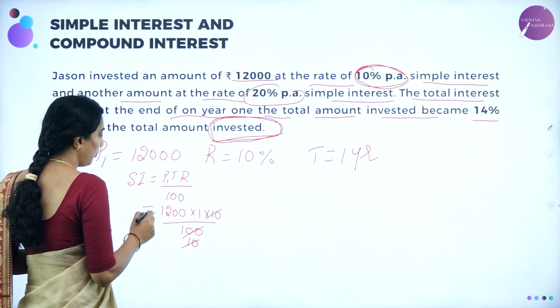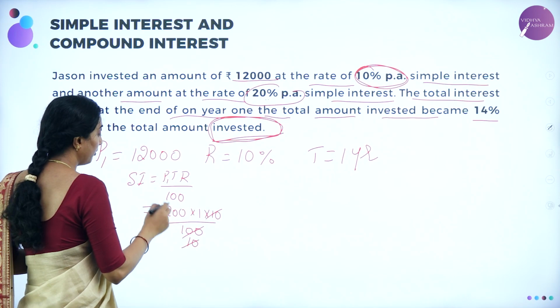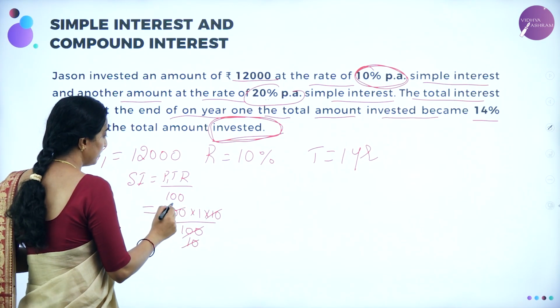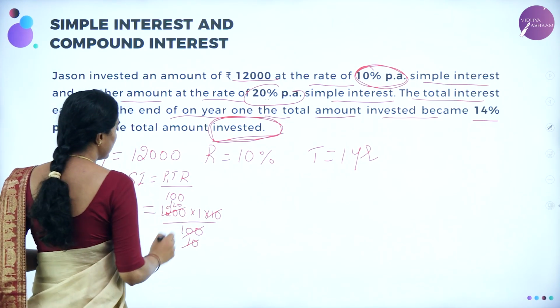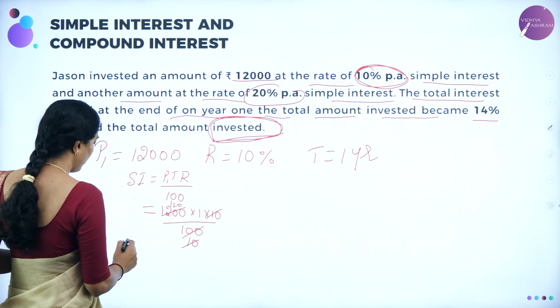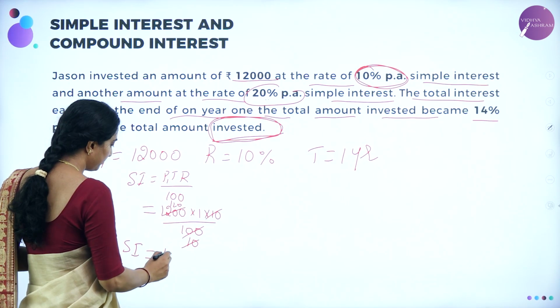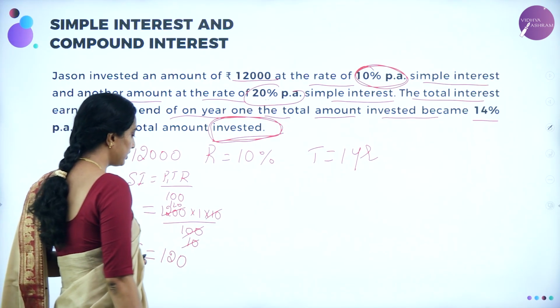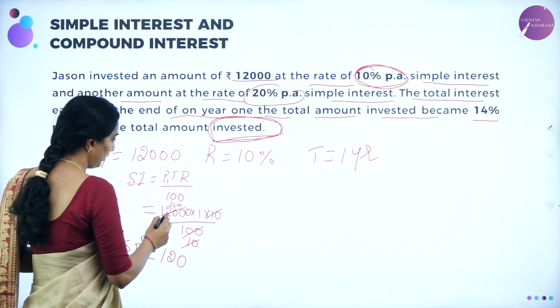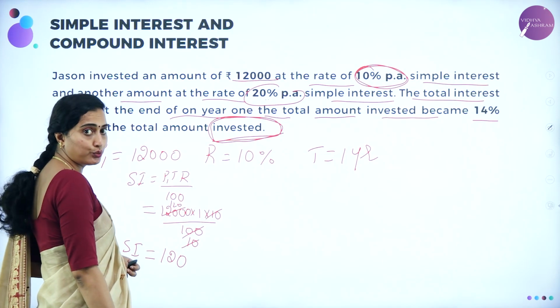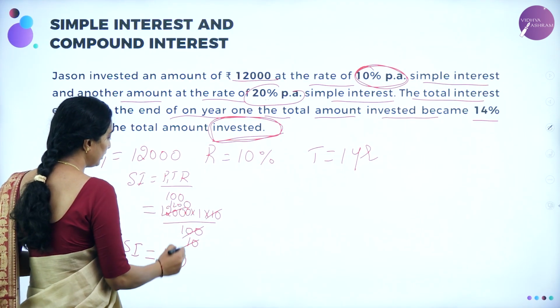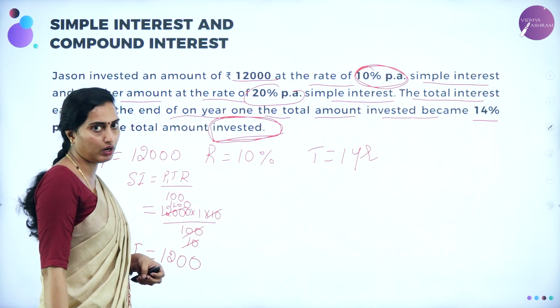10 ones are 10. What you are going to get? 12s are... you are going to get the answer as 120 here. So therefore SI is equal to 120. Correct? 12,000. I have taken only the 1,200, sorry, 12,000. So therefore 1,200 is the SI you are going to have.